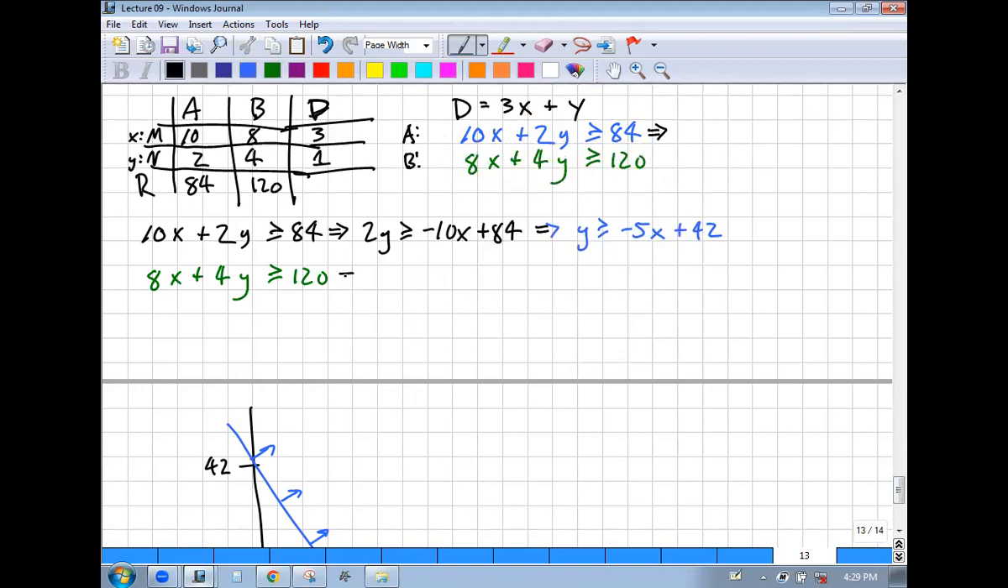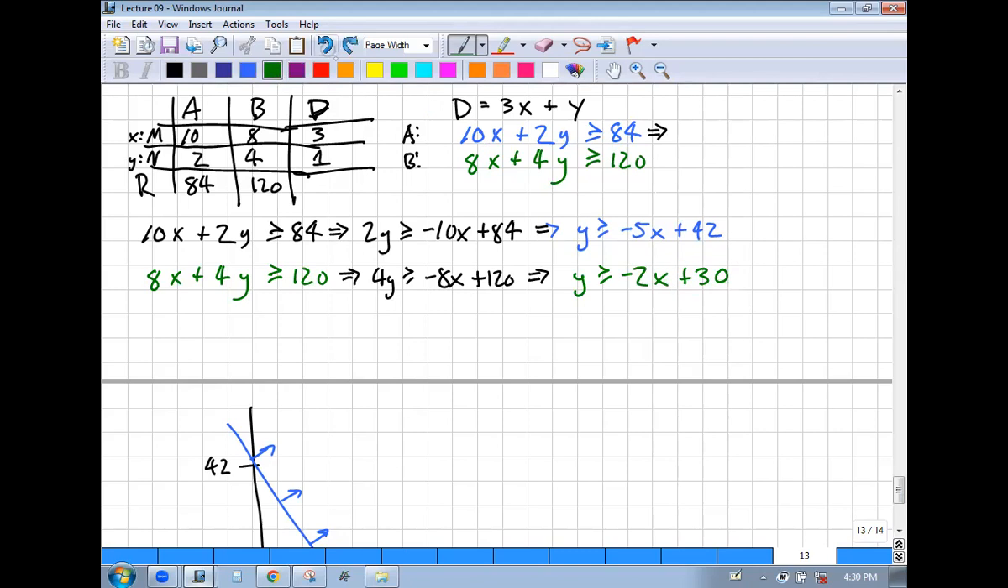All right, so let's get our y by itself. We will move the 8x over. Now we'll divide everything by 4. 8 divided by 4 is 2. 120 divided by 4. Well, 12 divided by 4 is 3. Oh, there we go. This is our green one.